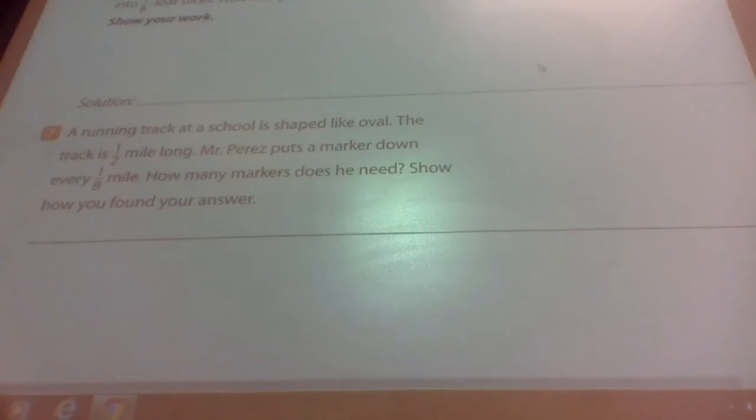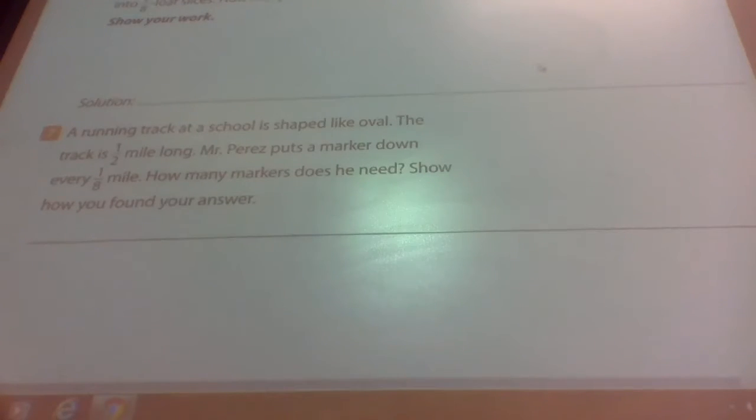All right. Number 7. This group. It says a running track at a school is shaped like an oval. The track is a 1/2 mile long. Mr. Perez puts a marker down every 8th mile. How many markers does he need? All right. So tell me what y'all did. Come on, group 4. So what comes first? 1/2. 1/2 divided by 1/8. Okay, what y'all do next?